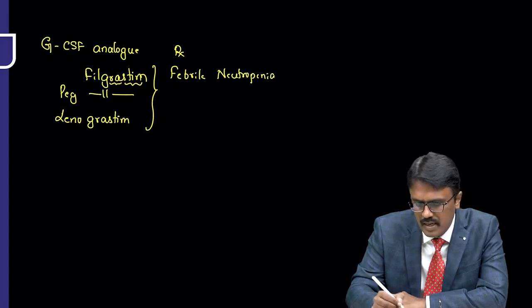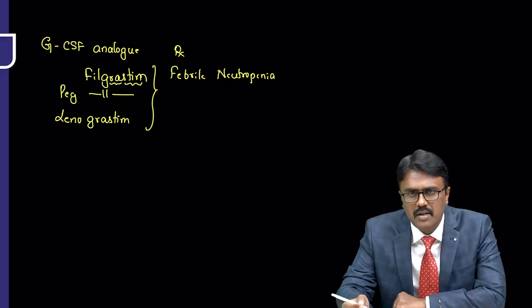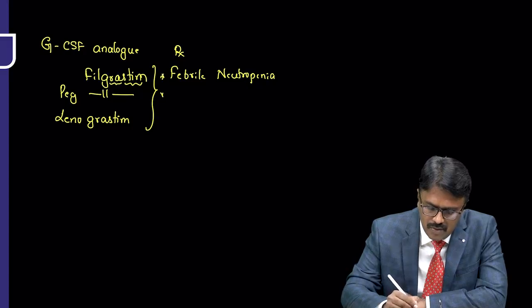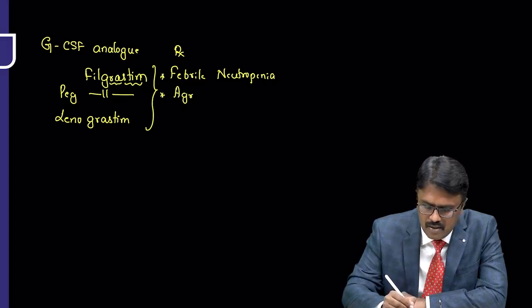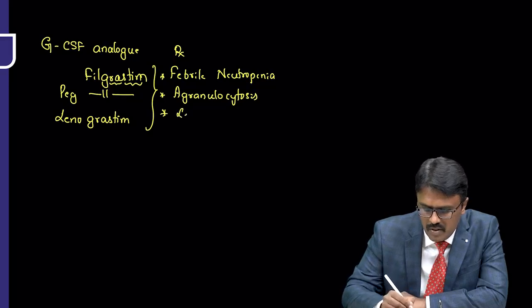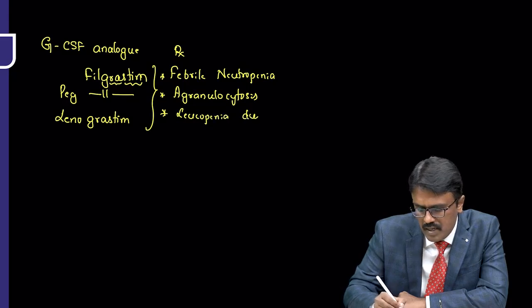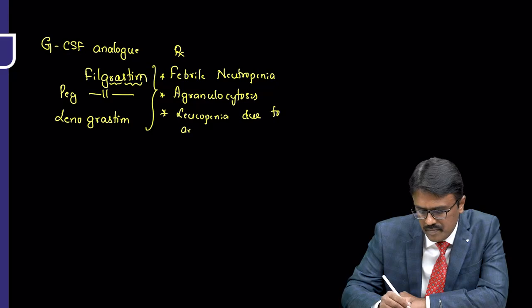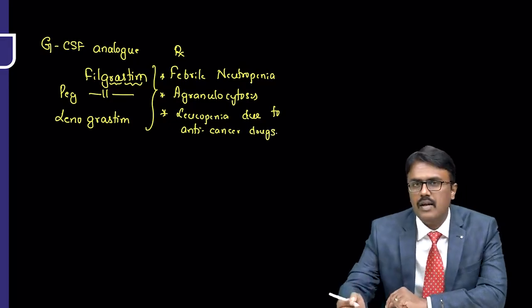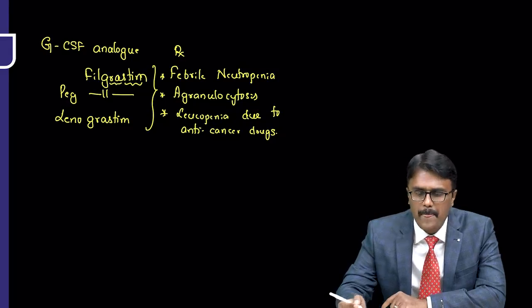When we use anti-cancer therapy, there is bone marrow suppression, the patient is susceptible to infection, and there is a risk of febrile neutropenia, or the patient is having agranulocytosis, or leukopenia due to anti-cancer drugs. There we can use these drugs, filgrastim and lenograstim.